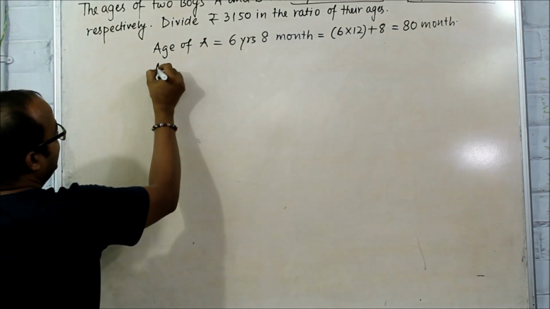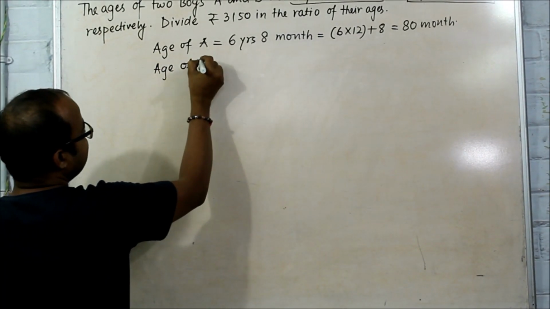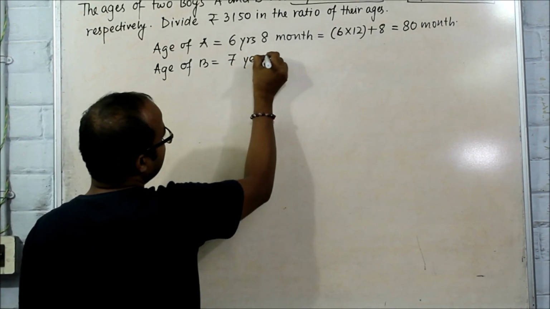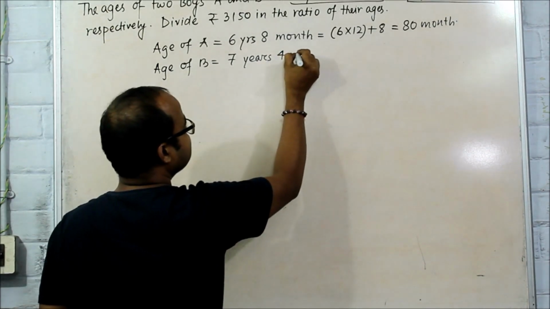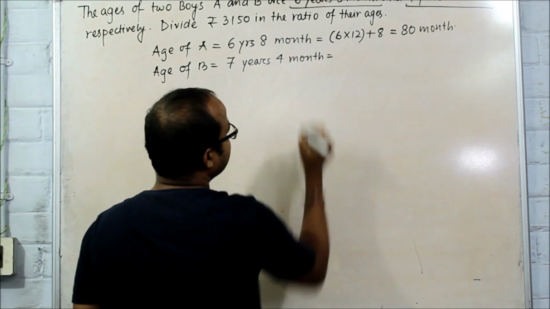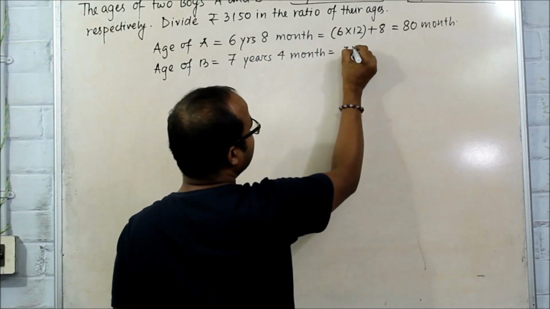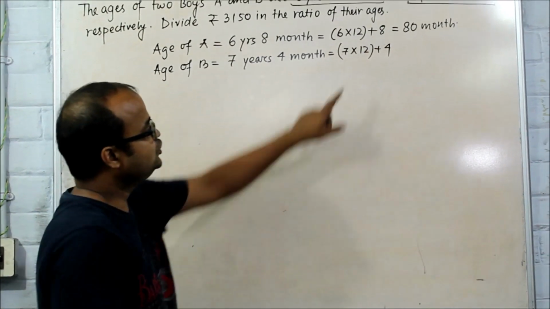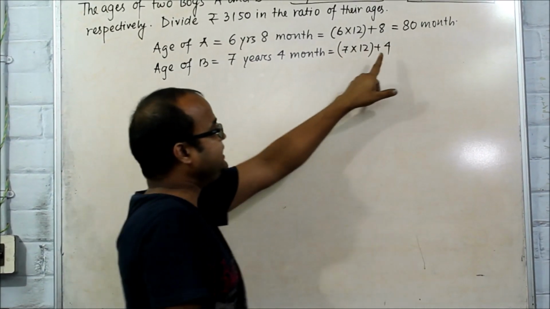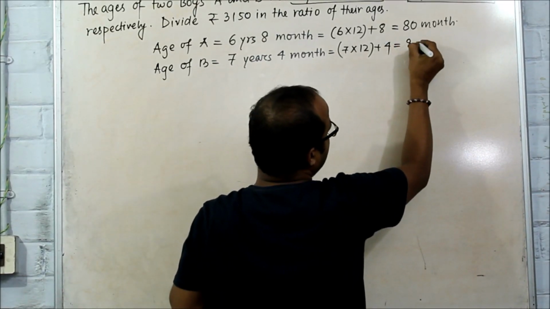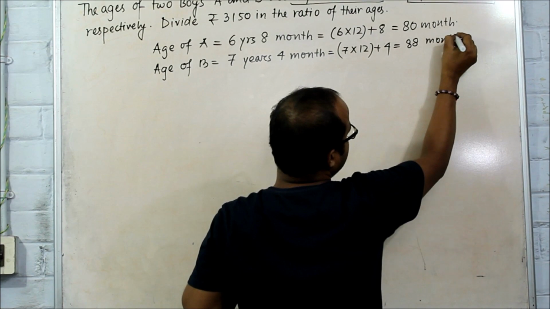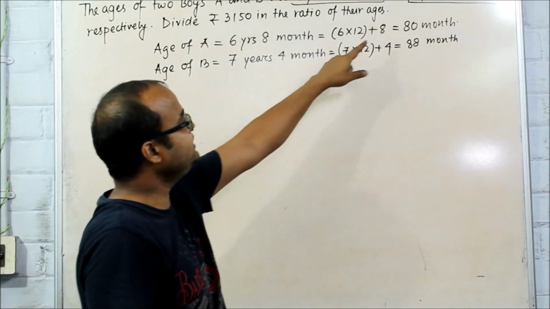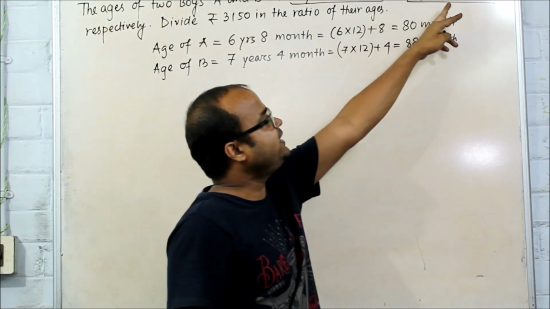And the age of B is equal to 7 years 4 months. So this is equal to 7 into 12 plus 4. 12 7s are 84, 84 plus 4 is equal to 88 months. You can convert it into years also by dividing 8 by 12 and 4 by 12.